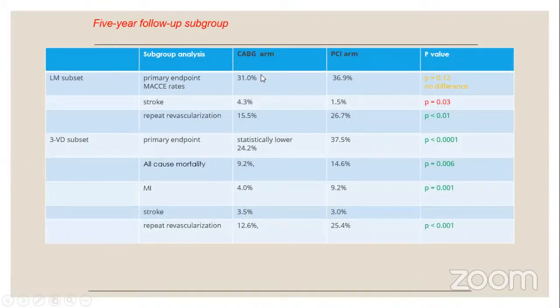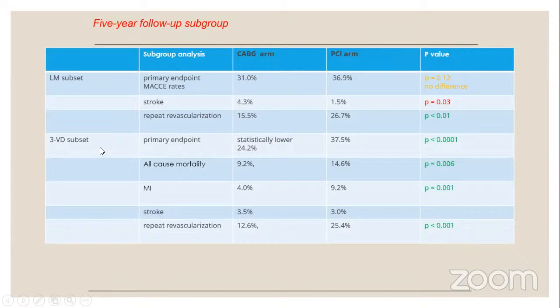And here's the comparison for the subgroups after 5 years. Almost the results were similar to the 3 months. In the left main subgroup, between PCI and CABG, there was no difference in the primary endpoint of MACE. The stroke was again higher in the CABG group with a statistically significant result. Repeat revascularization was again increased in the PCI group in the left main subgroup.